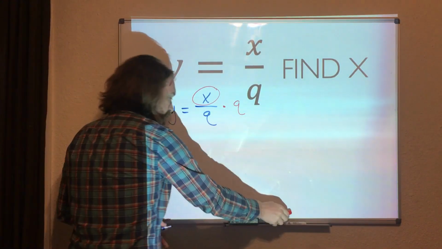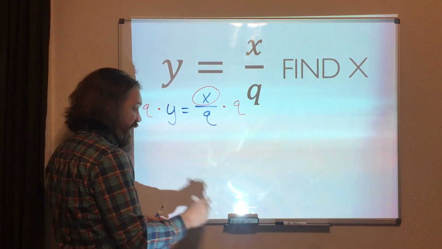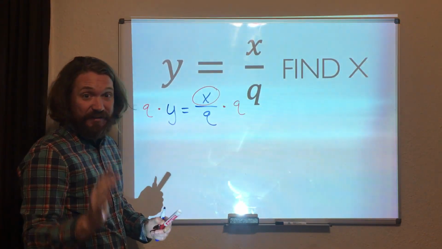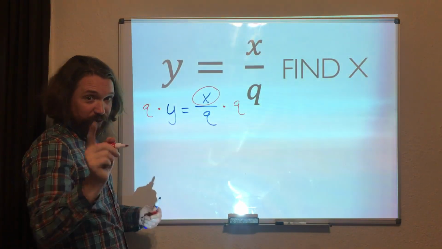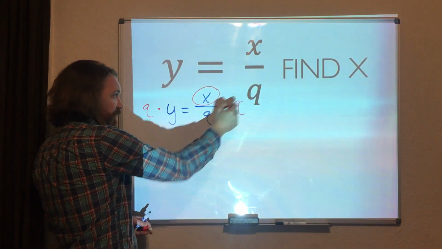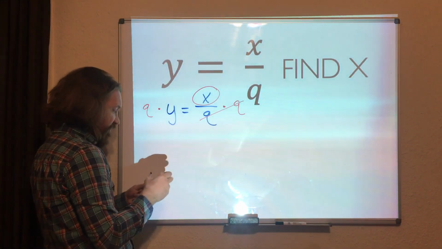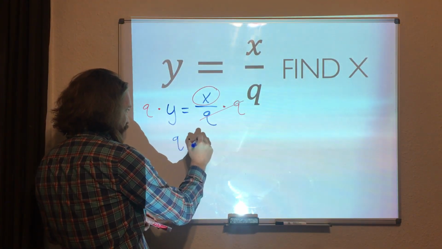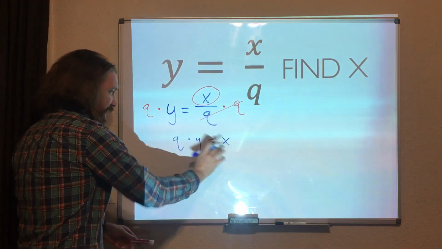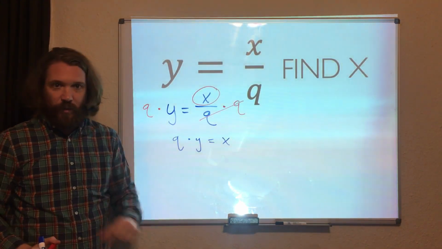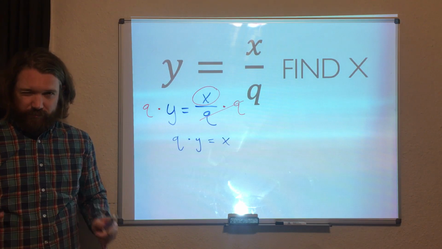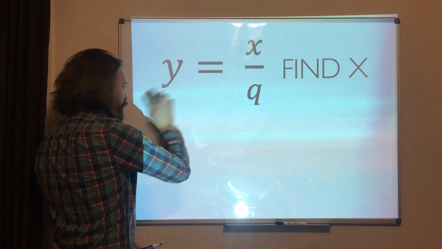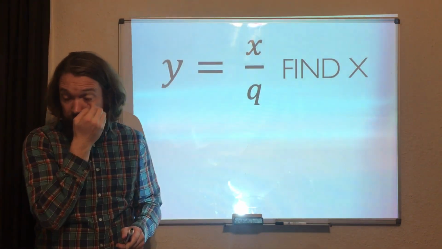Why do we multiply by the bottom of the fraction? Because now q divided by q, anything divided by itself is 1. Check your calculator to find that's true. Q divided by q is 1, and then this gives me an answer, which is q times y equals x. X is by itself, q times y equals x. All right? You can always slow down the video, stop it, go back.